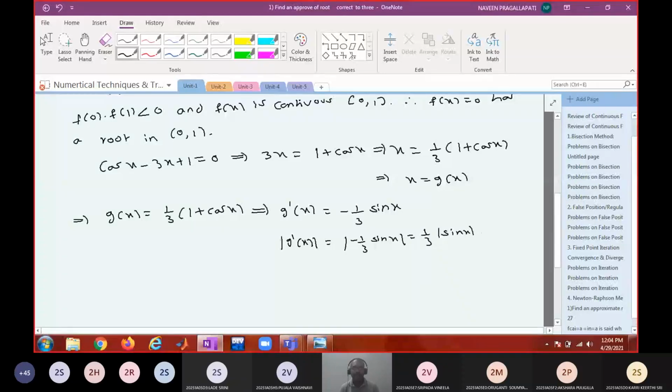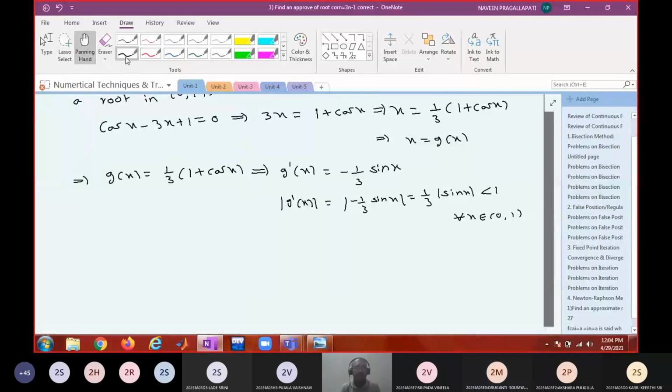Which will be less than 1 for all values of x between 0 and 1, because we know the absolute value of sin x is always between 0 and 1. So 0 to 1 divided by 3 also will be less than 1, because g is satisfying all the conditions. So can we consider g as an iteration function? Yes, sir.